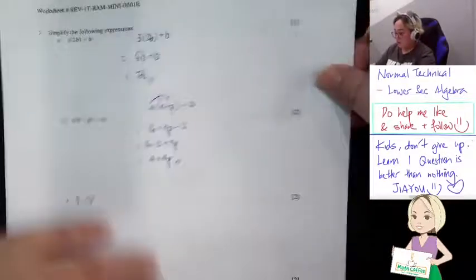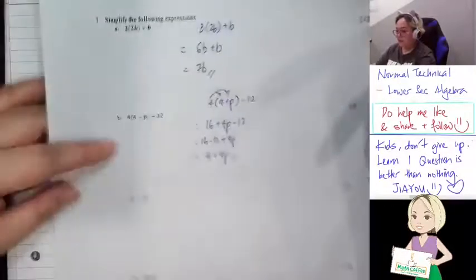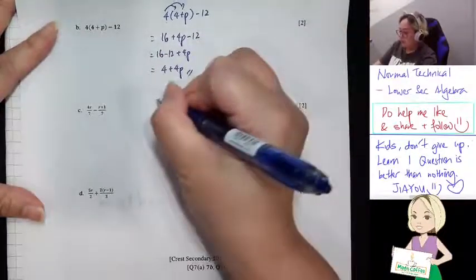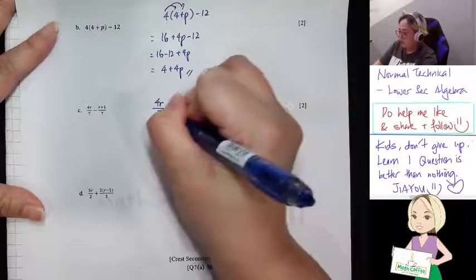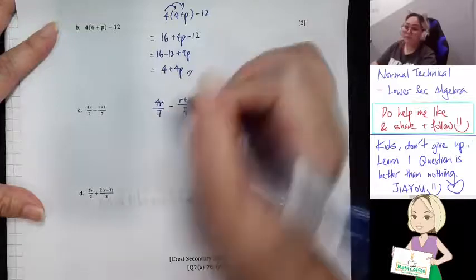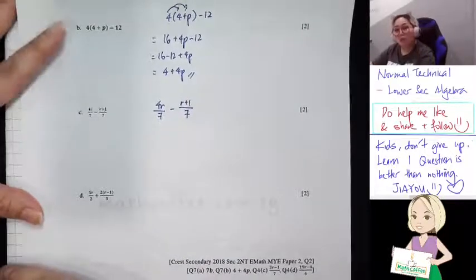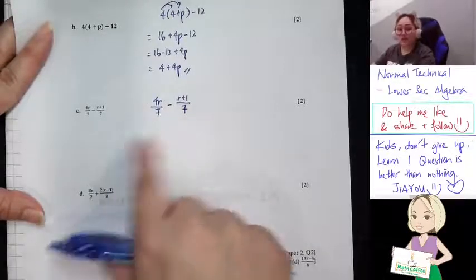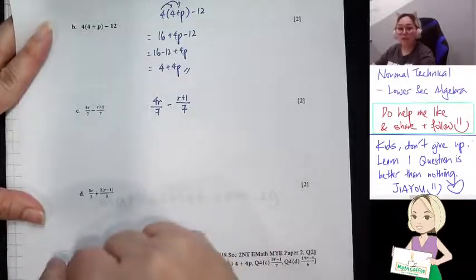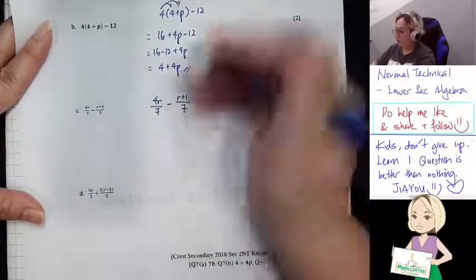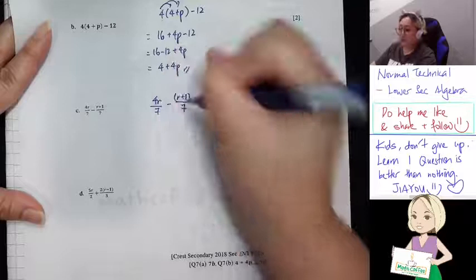Okay, let's move on. Now this one is getting tougher and tougher, now got fractions. How are you going to simplify this? I'm going to write out the question: 4r over 7 minus r plus 1 over 7. Every time you see a fraction like this, you want to combine into a single fraction. Look at the numerator, there are two terms, r plus 1, so you need to put a bracket first.